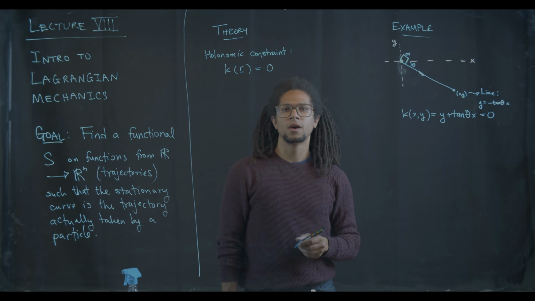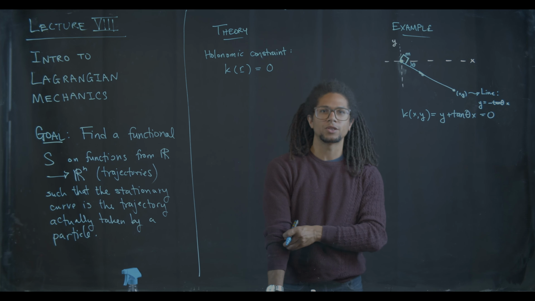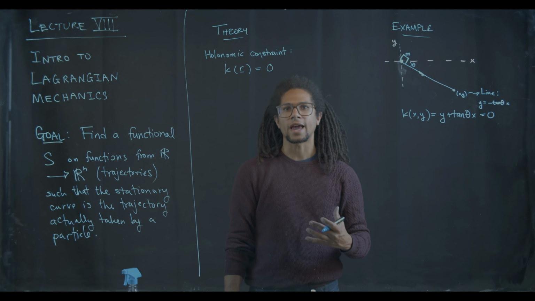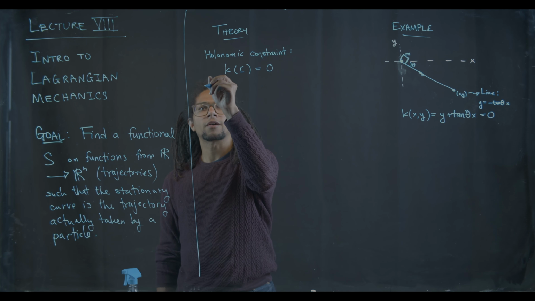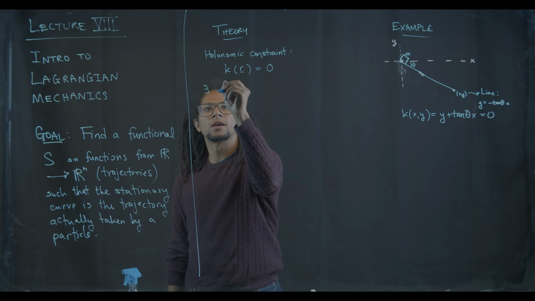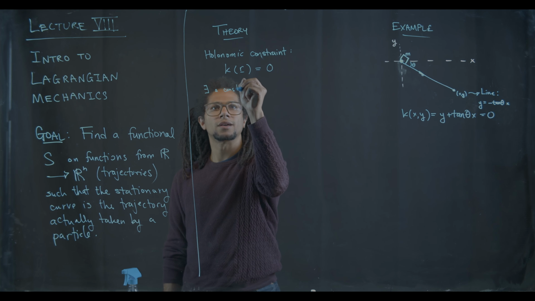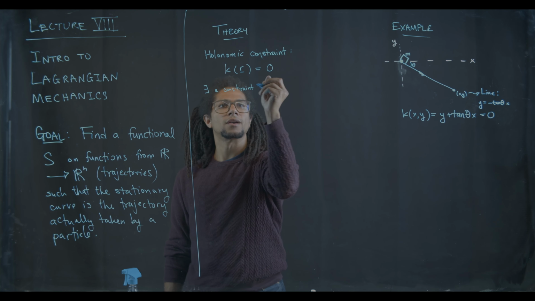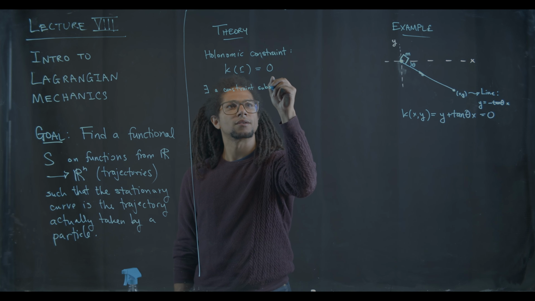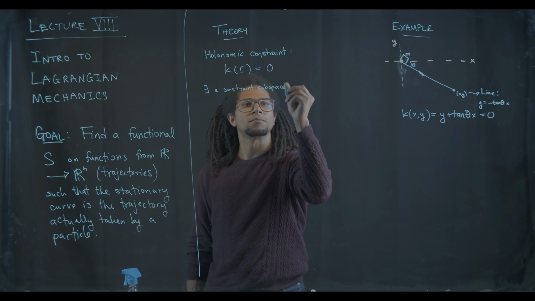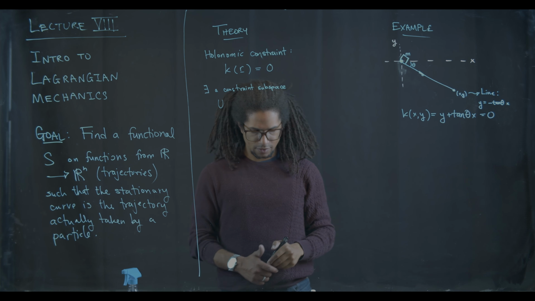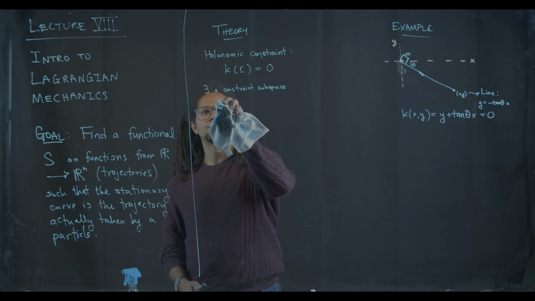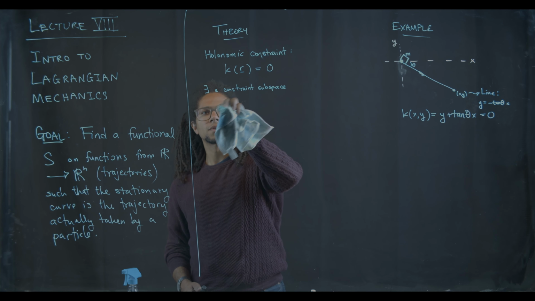Good. Okay, now if I have a holonomic constraint, it turns out that I have a constraint subspace. So there exists a constraint subspace. Let me say U. Maybe I don't like U.